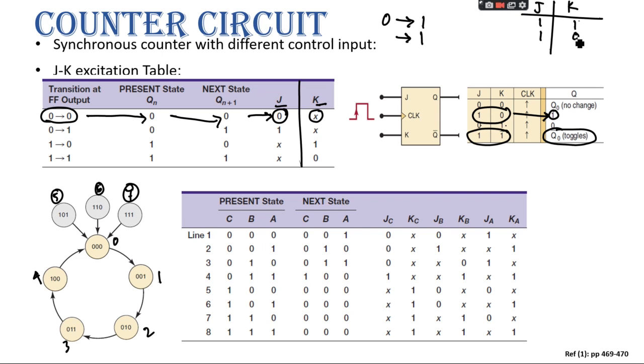To have the next state 1, from that one we can conclude my J's value should be 1 and my K's value should be either 0 or 1, so we can say K's value can be don't care, right? Yes, sir. For 0 to 1, as you can see, my J's value should be 1 and my K's value should be don't care, right? Yes, sir.